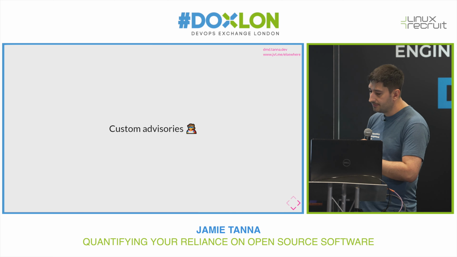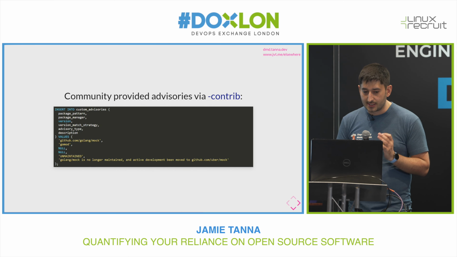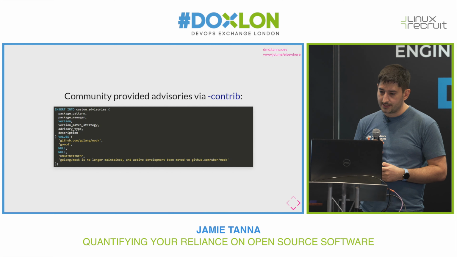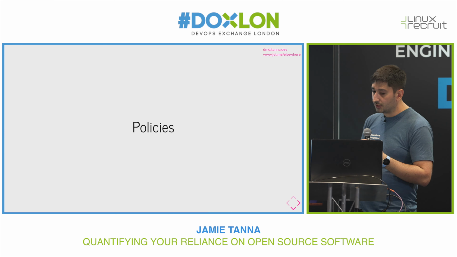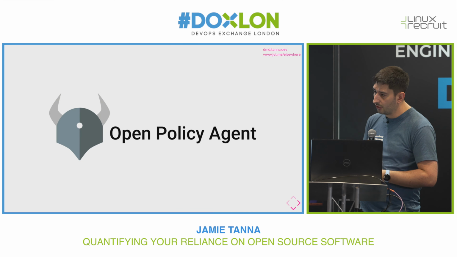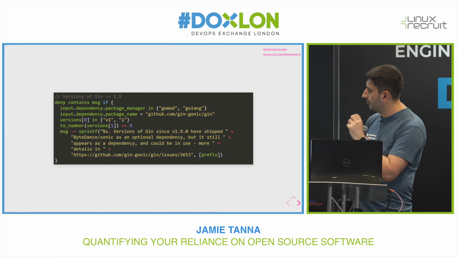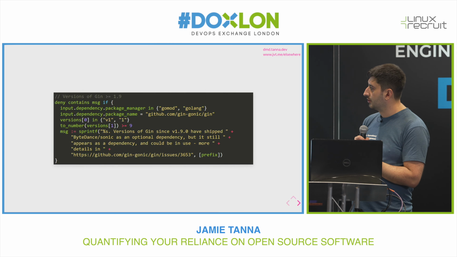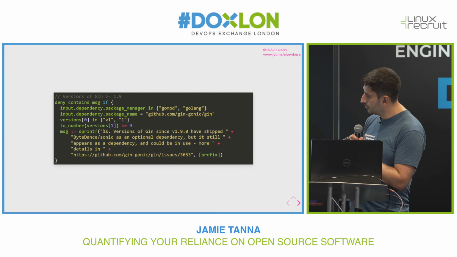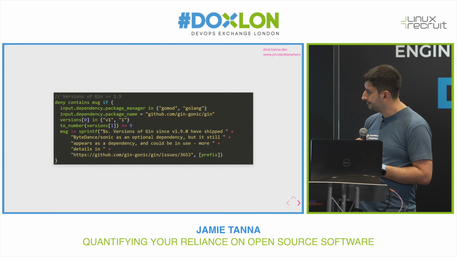So there are these things called custom advisories, where you can either write a fairly okay looking piece of SQL to say things like, this library is no longer maintained, or we can use policies. So using the excellent Open Policy Agent, you can write a slightly more complex query to say things like, give me a version of the Gin web framework for the Go package manager that is version 1.9 and above. And that will then work.